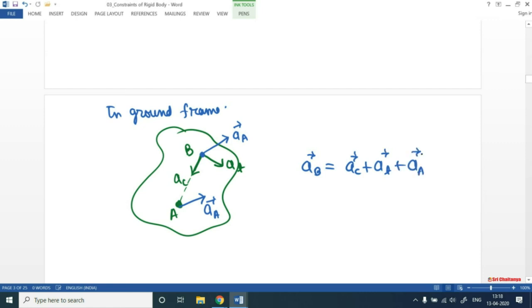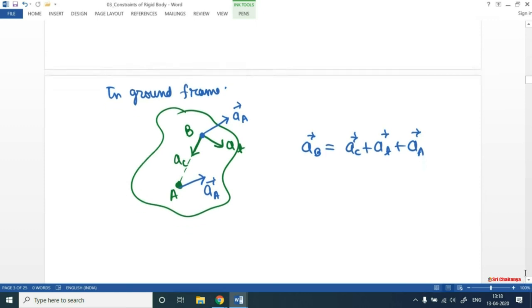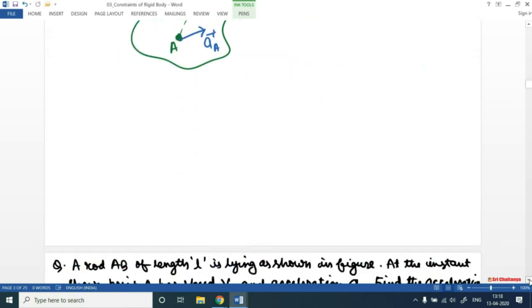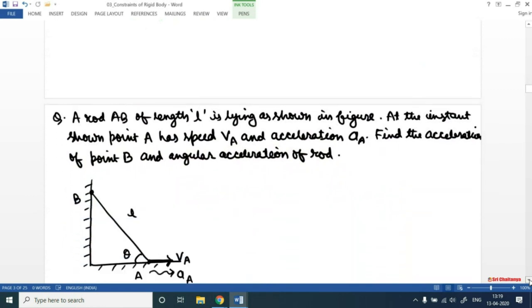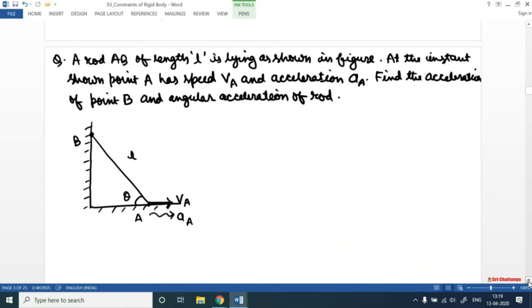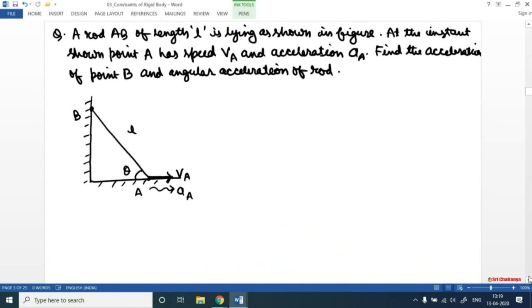So this discussion is going to be very, very useful when we enter into the problems of combined translational and rotational motion. So please do remember this. Now let's take one very simple question where you will be using the acceleration constraint equation. Here, a rod AB of length L is lying as shown in the figure. At the instant shown, point A has speed VA and acceleration AA, and we have to find out the acceleration of point B, and the angular acceleration of the rod as well.